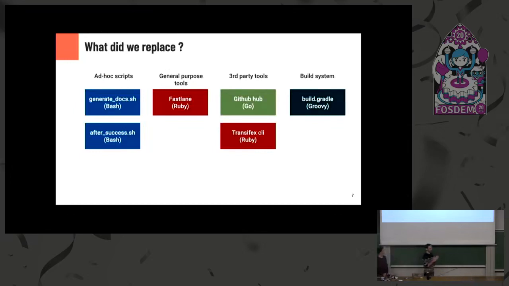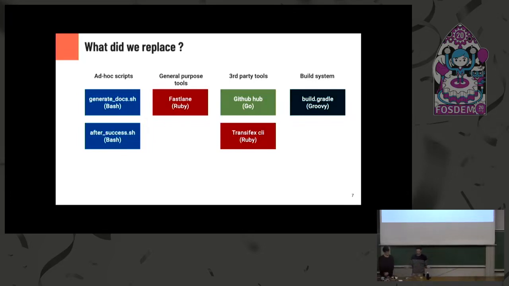So in the end, we ended up replacing a lot of different languages and frameworks in our app, in our repo. We used to have a lot of bash scripts, custom ad hoc bash scripts that were written over time for docs and a lot of different things. We used to have Fastlane also. I don't know if you're familiar with Fastlane, to automate app releases, which was written in Ruby and was very painful to adapt to our needs.